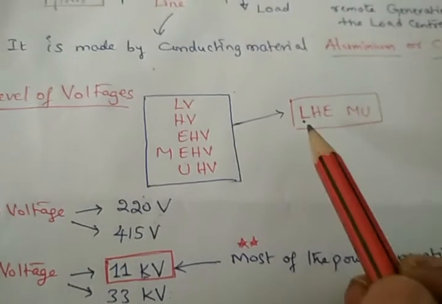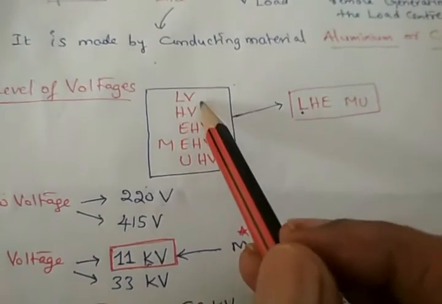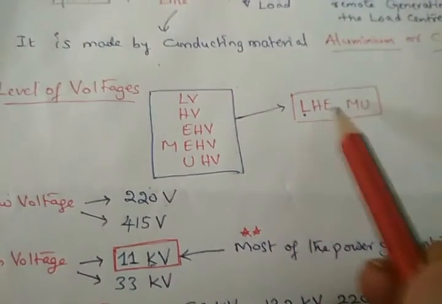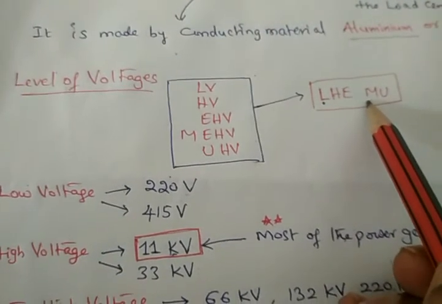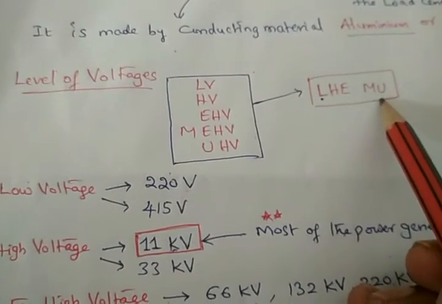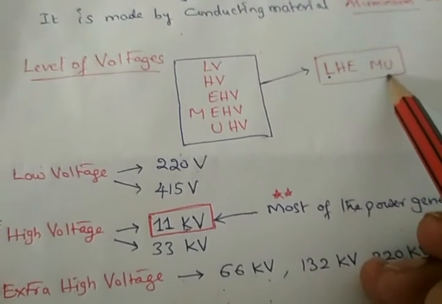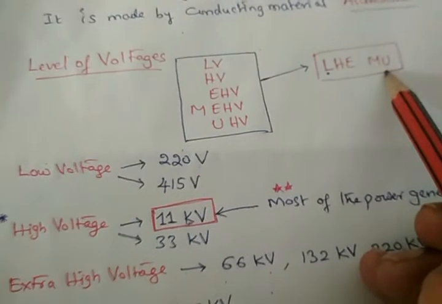Okay, now what is L represents means it is low voltage level or low voltages. Next, high voltages, extra high voltages, modern extra high voltages. Here U represents the ultra high voltages. Now let us see what is the difference going on between these voltage levels.